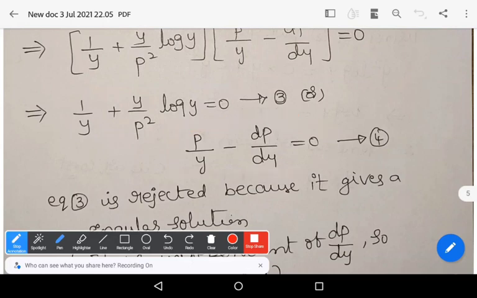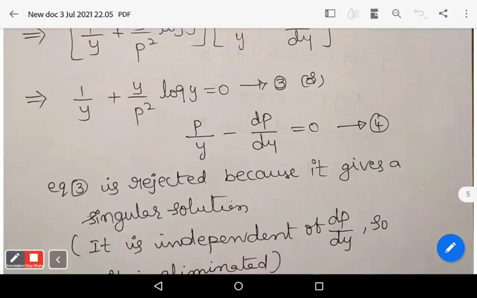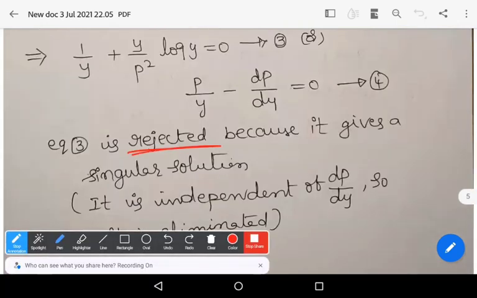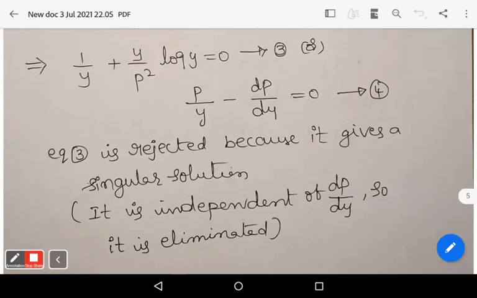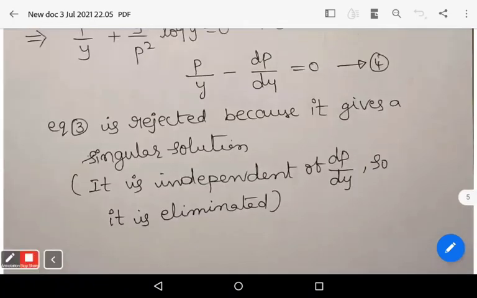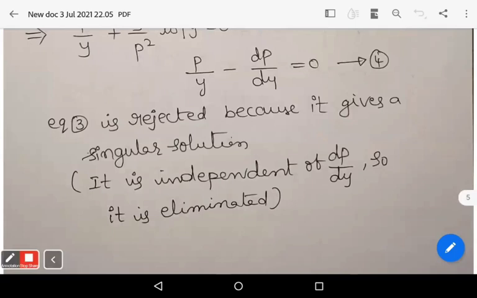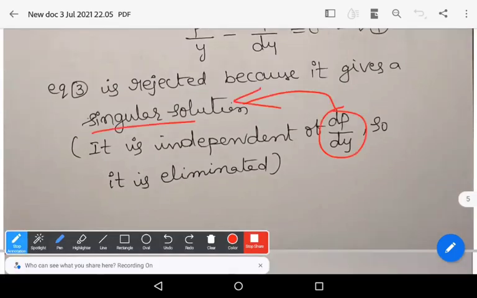Observe that equation 3 is rejected. We cannot use equation 3 because it gives a singular solution. What it means? Equation 3 is independent of dp by dy. So we eliminate equation 3. We cannot use equation number 3 because it is independent of dp by dy. That's why it gives a singular solution.